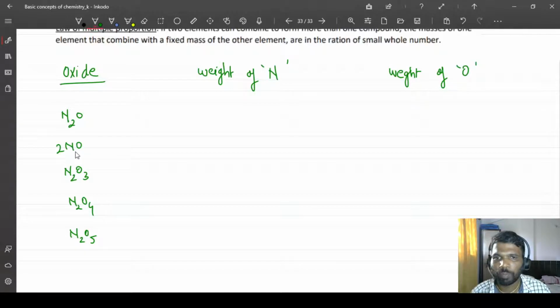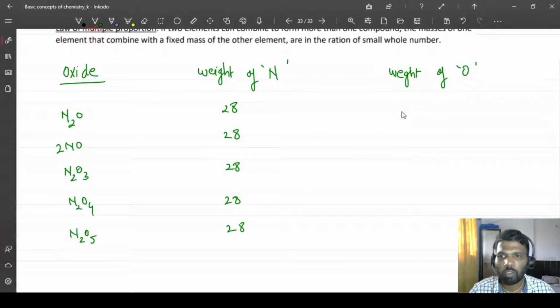I'll make this 2. So what is the weight of nitrogen in all these cases? The weight of nitrogen will be 28, right? Over here nitrogen is again 28. Here also it is 28, 28 and 28. Now what is the weight of oxygen over here? Here only one oxygen is combining, so one oxygen weighs the molar mass of oxygen.